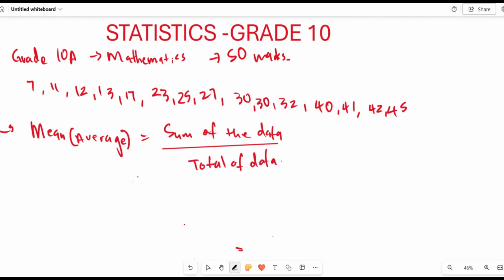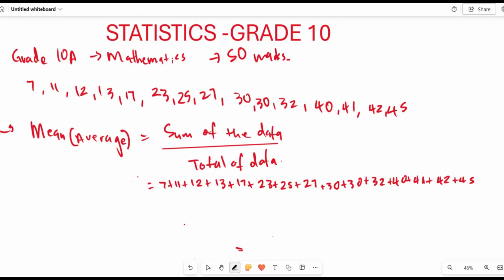Now what is it that you're going to do? The sum of the data, in an easier way, is when you take 7 plus 11 plus 12 plus 13 plus 17 plus 23 plus 25 plus 27 plus 30 plus 30 plus 32 plus 40 plus 41 plus 42 and also 45. That's going to be the sum of the data.